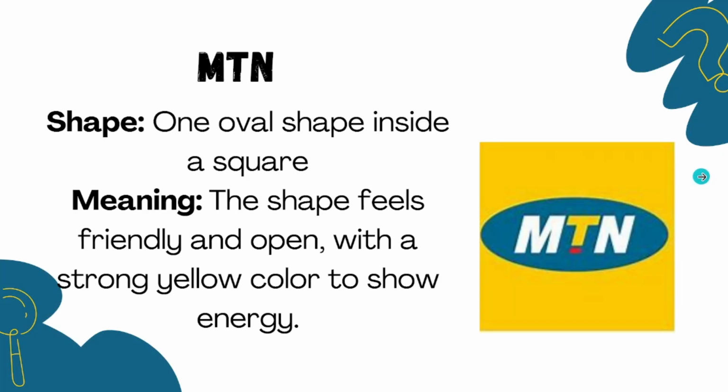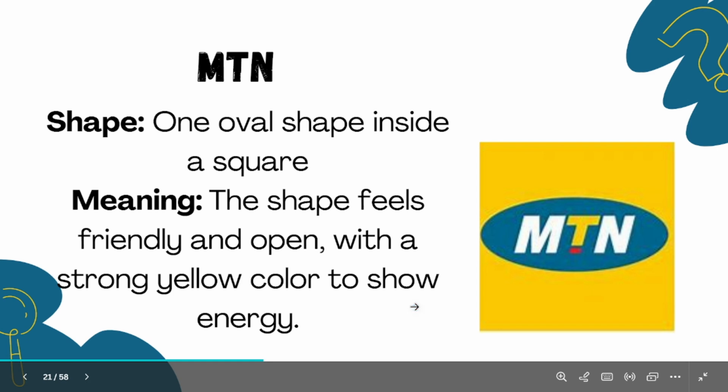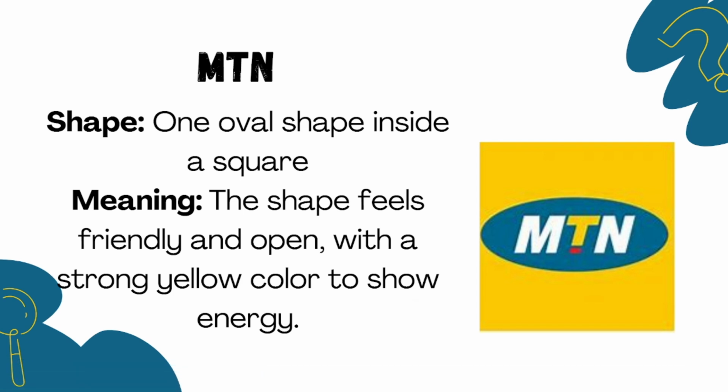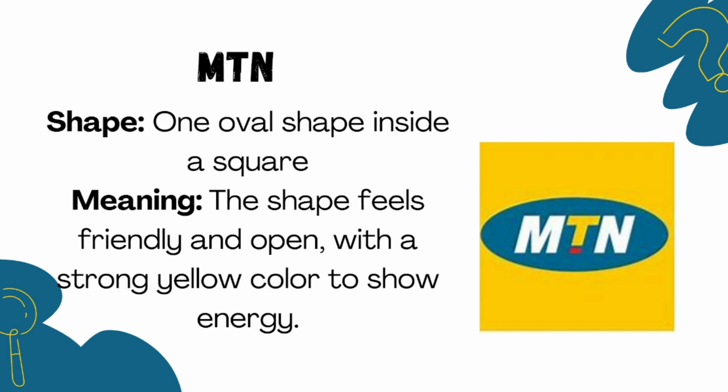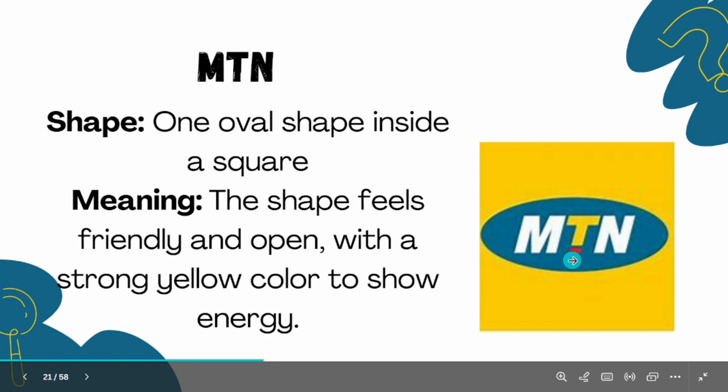The next one we're going to talk about is the MTN logo. Here they use two shapes to make this logo. You can see we have an oval shape here, and then we have a square shape. The oval is inside the square. This shape feels friendly and open, with a strong yellow color to show energy. Remember we did the psychology behind colors, and they said that yellow is all about energy. It makes us feel energetic. So this is what they incorporated in their logo.